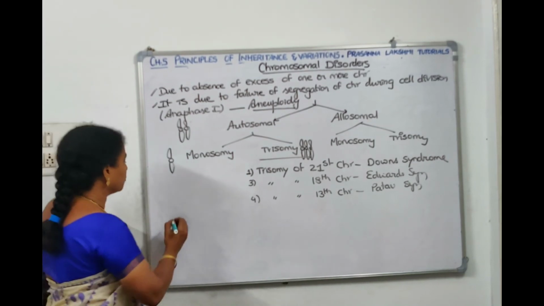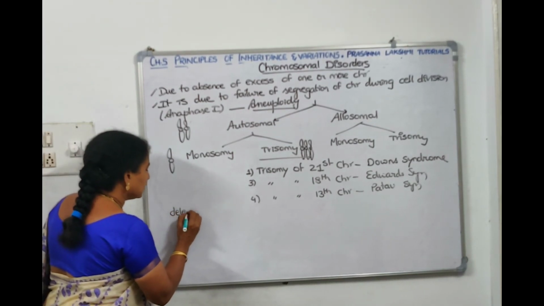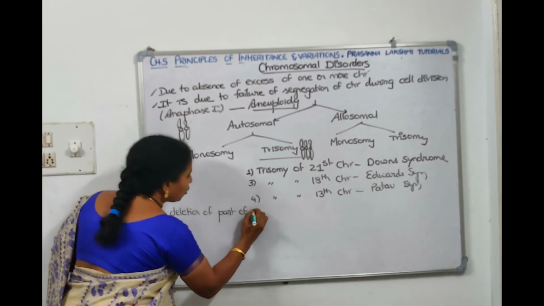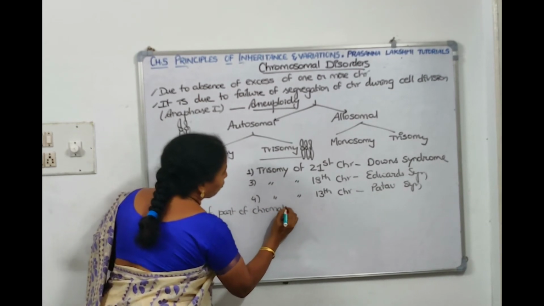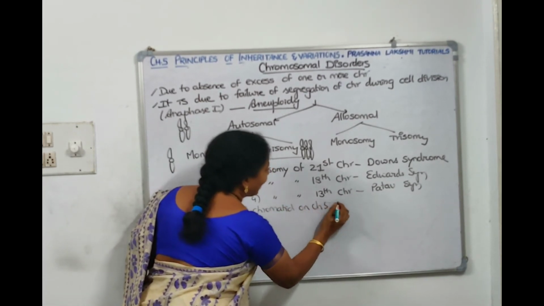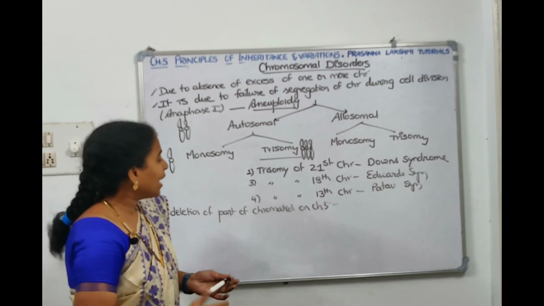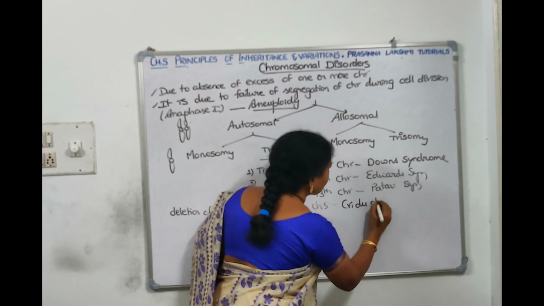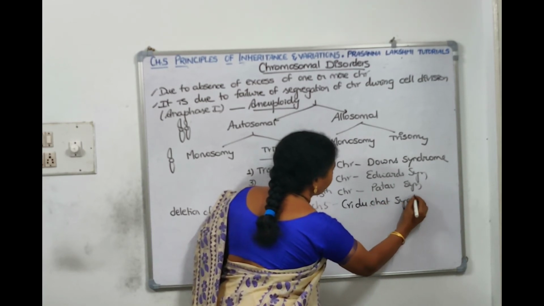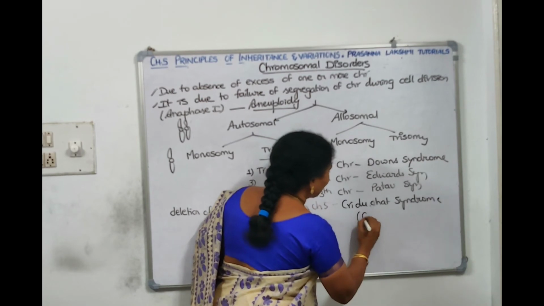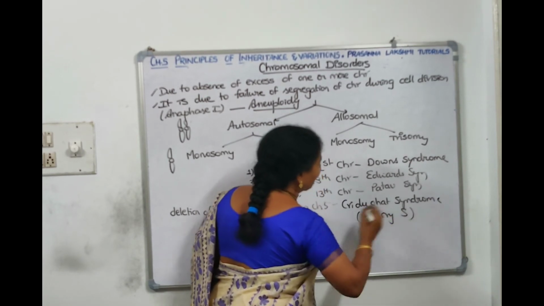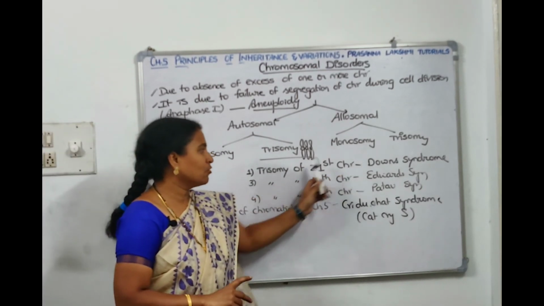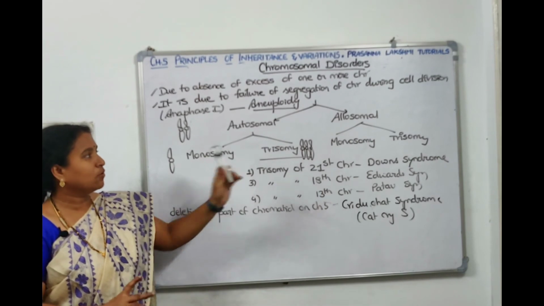Cri-du-chat syndrome. In autosomes only, if there is deletion of a part of the chromatid of chromosome number 5, then that is called Cri-du-chat syndrome, which can also be commonly called cat-cry syndrome. So these many are there, but in NCERT they have mentioned only about Down syndrome. So we will discuss about Down syndrome and then we will go to allosomal.